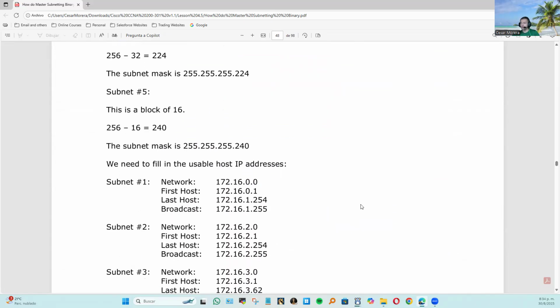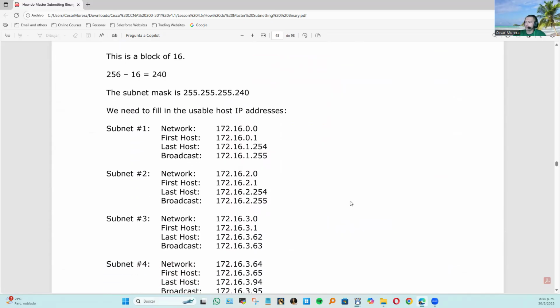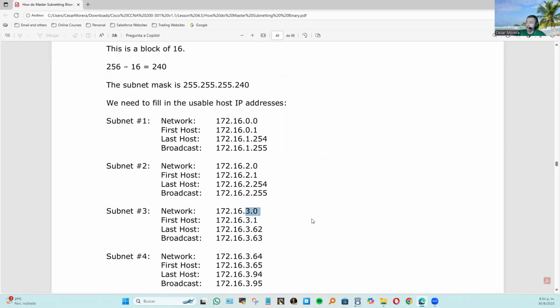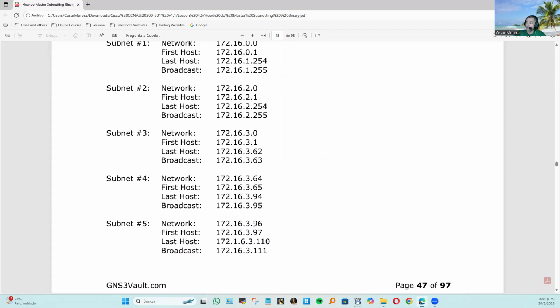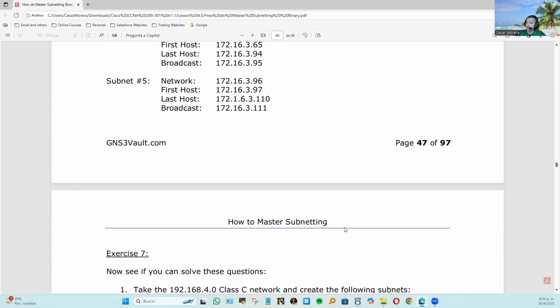So I want to validate something here. Okay, the first network is 172.16.0.0. The second network is 172.16.2.0, 3.0. Then you have 3.64, 3.96, and so on.